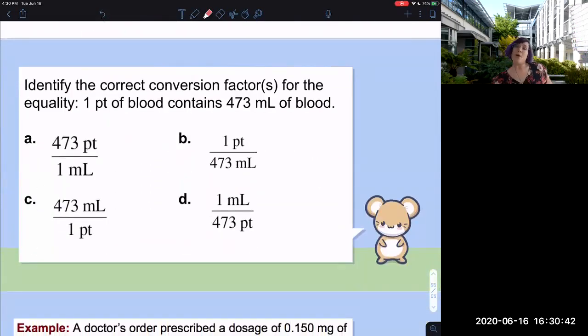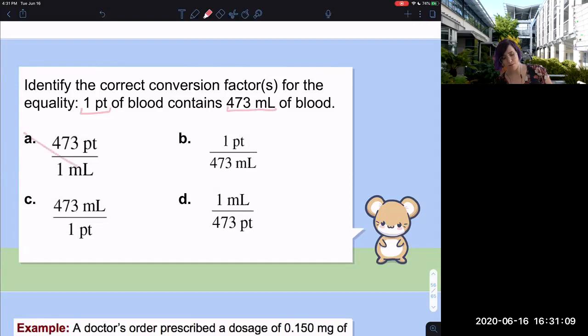If I tell you a pint of blood contains 473 milliliters of blood, which of the following conversions could I use? Did you do it? Did you guess? If you haven't, pause it and guess. So we have a couple things we have to do. We have to make sure 1 pint stays together and 473 milliliters stay together.